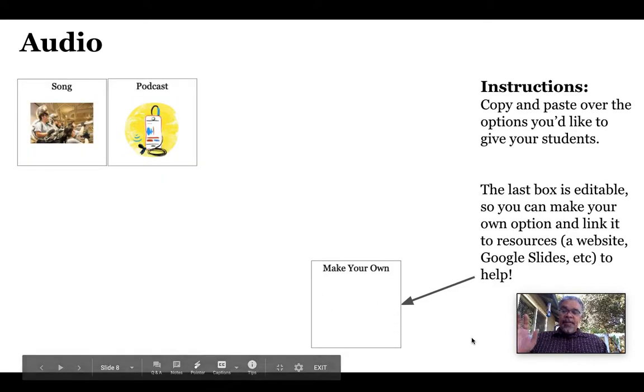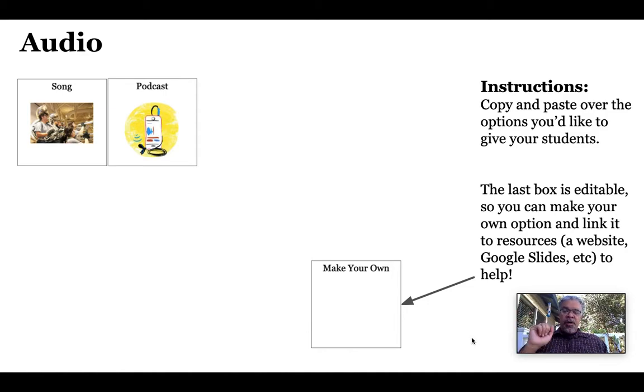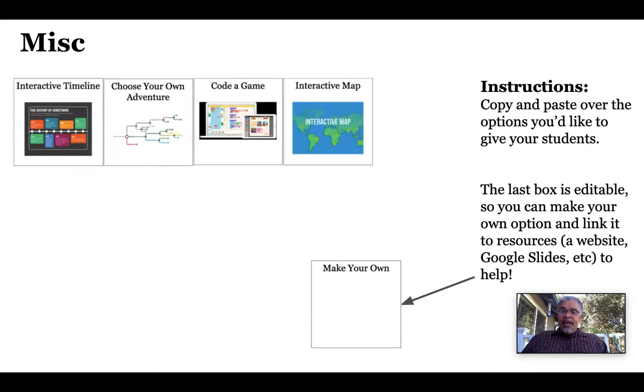On the audio side, right now, the two options are a song or a podcast. Hopefully I'll come up with some other ideas, or if people want to share some ideas that they have that can be added to this, please feel free to reach out via my email. And then I have a miscellaneous section, interactive timeline, choose your own adventure, coding a game, and an interactive map. All of these are going to be things that, again, you're allowing for that student choice and really giving them the options on how to engage with you in order to produce product that you want for the content and standards that you're hoping they focus on.